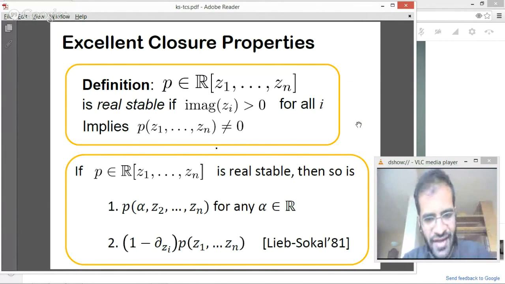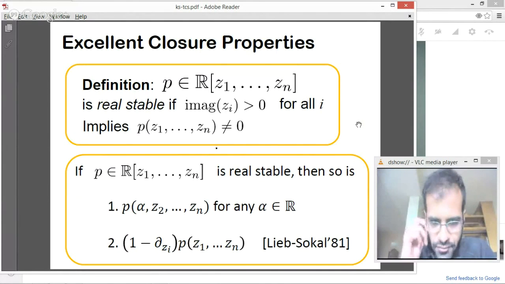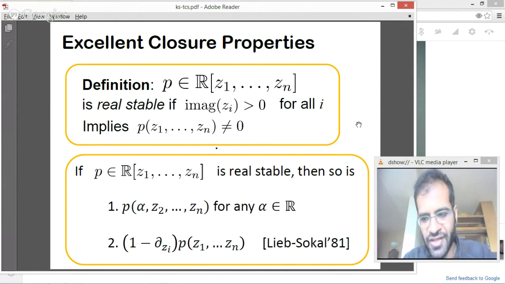One is setting variables to be equal to real numbers. If p is real stable, and I set one of the variables to be any real number alpha, it's also real stable. Now this is not obvious. What would be obvious is if I set alpha to be a number in the upper half plane, because that just follows from the definition. However, I can set alpha to be a number on the real line, and the reason this is true is that limits of real stable polynomials are real stable. That fact follows from generic complex analysis, but it's also the central fact that makes the multivariate setting much more powerful and expressive than the univariate setting. So for example, in this closure property, I could set alpha to be a real number, not just a number in the upper half plane.